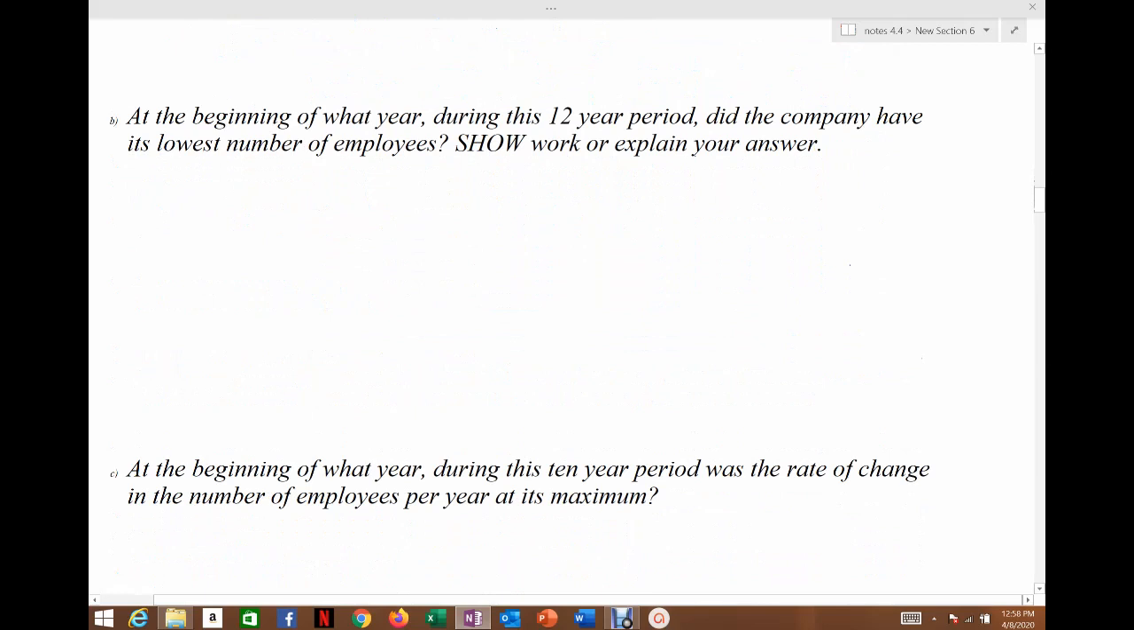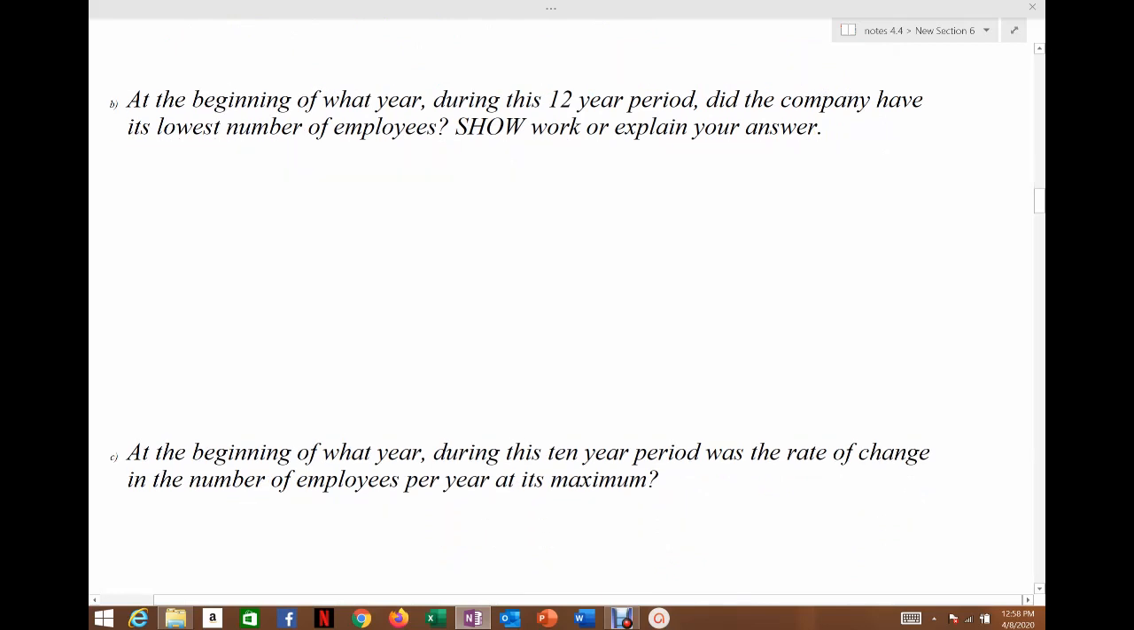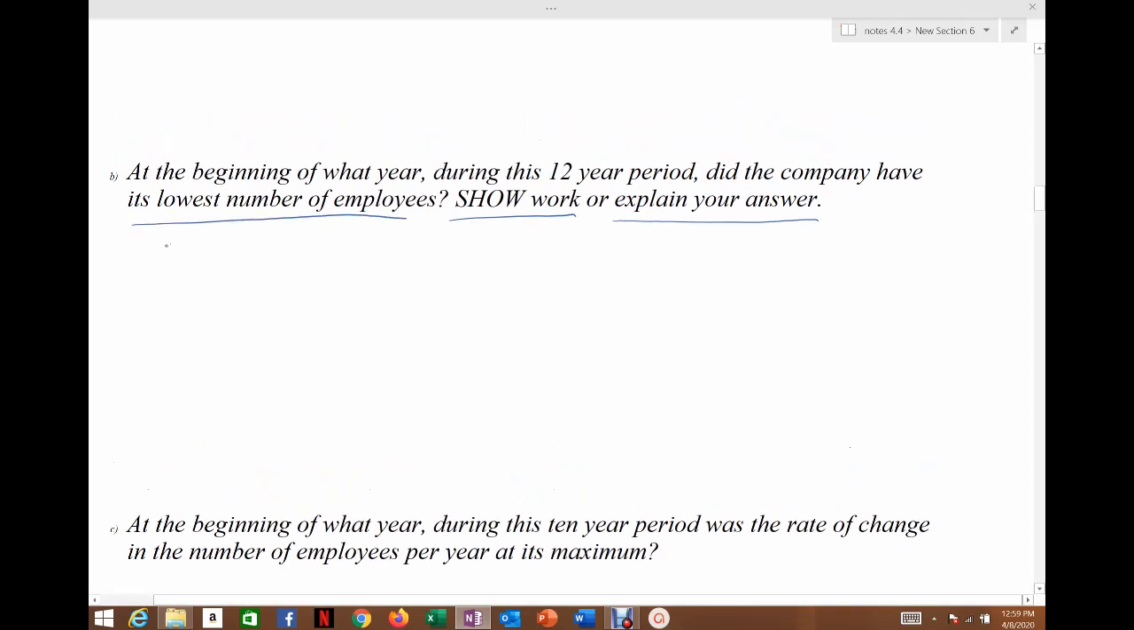At the beginning of what year during the 12-year period did the company have its lowest number of employees? Show work or explain. There are two ways you could do this. You could show work using integrals, or I would also allow you to explain it. But you have to do one or the other if this is a question asked on a homework or a test. You need to at least explain how you got your answer, or show the work behind it. So we want the absolute minimum, which can only happen at endpoints or critical points, but specifically criticals that were relative minimums.